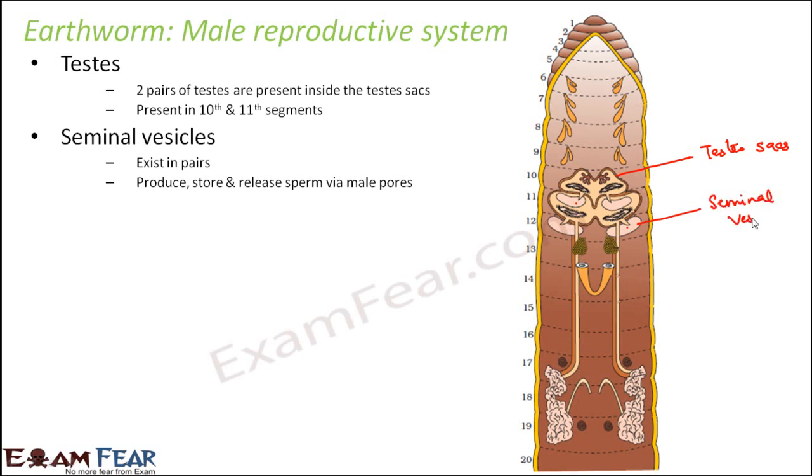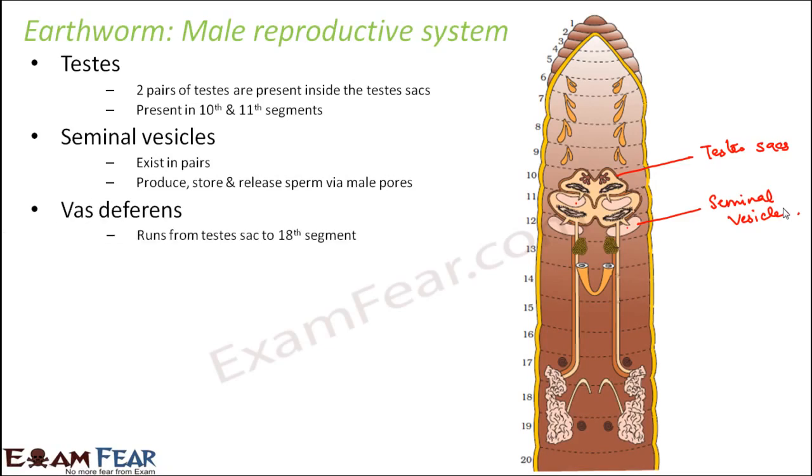Now what is their function? They can temporarily store sperm. They can release the sperm through the male pores. We will see where the male pore is. First understand each of the parts and then we can understand the entire functioning, how the male sex cells are produced.